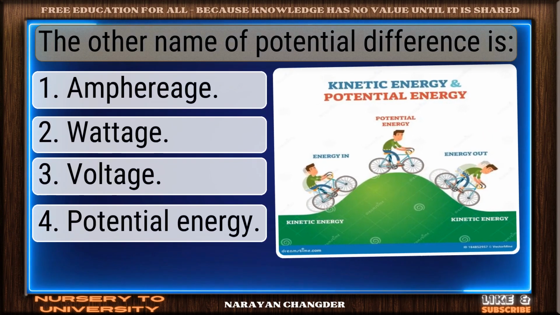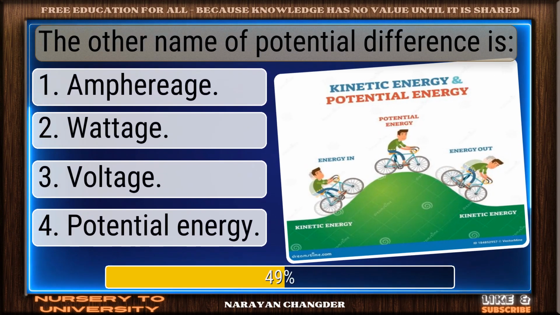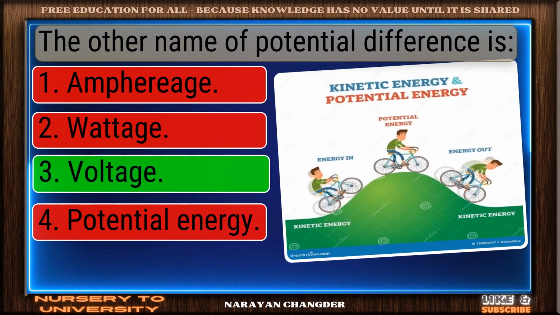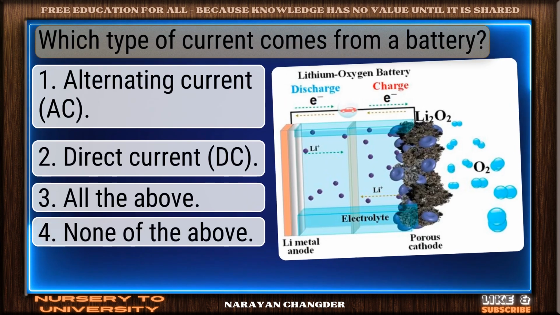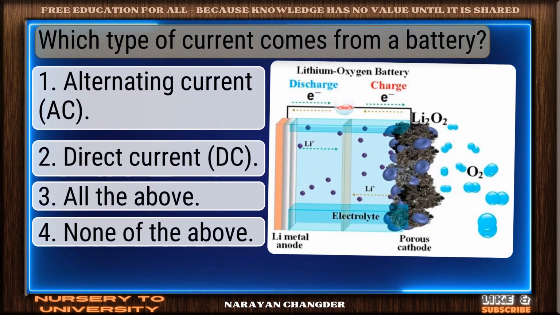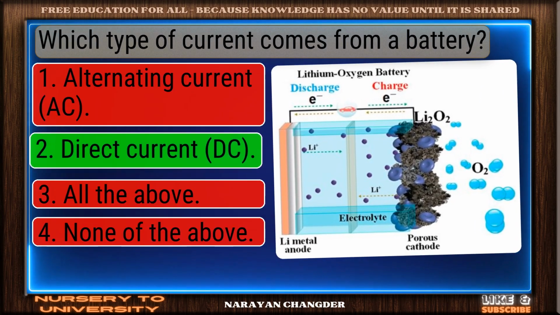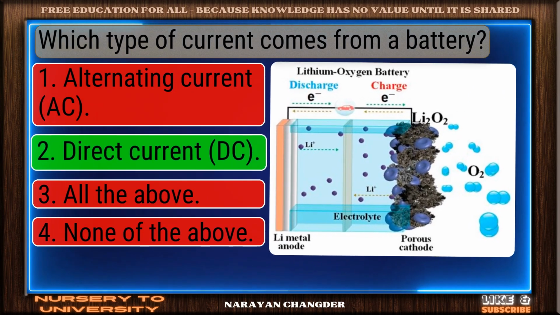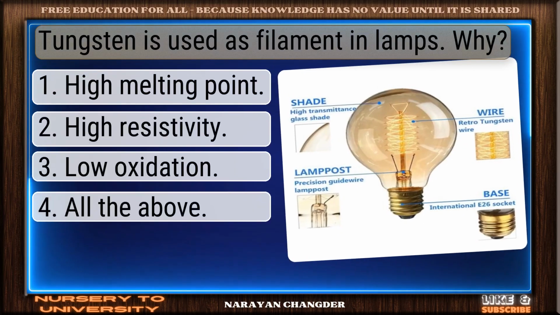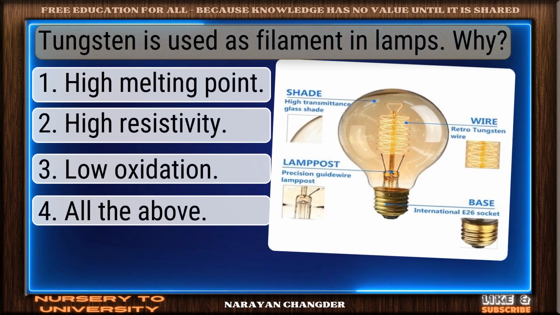The other name of potential difference is. Correct. Voltage is spot on. Which type of current comes from a battery? Well reasoned. Direct current is correct. Tungsten is used as filament in lamps. Why?